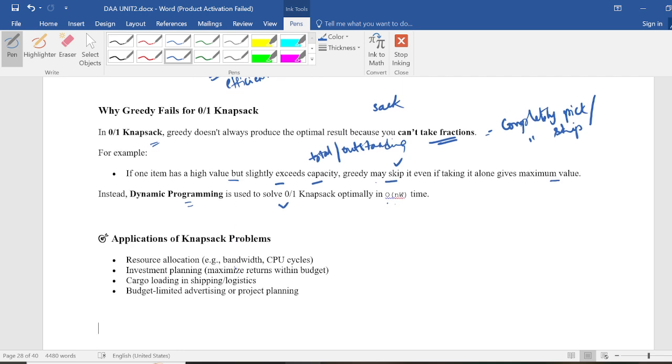So what are the applications of knapsack problems? Resource allocation, for example, distribute CPU or bandwidth efficiently. Investment planning, maximize returns within budget. So already we have discussed our goal, maximizing the returns within the budget. Cargo loading and shipping, in shipping and logistics: load cargo for maximum value without overloading.